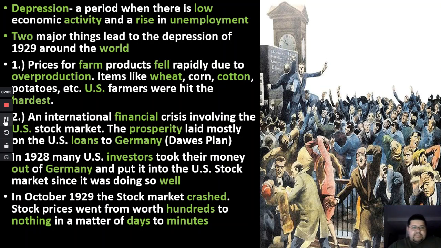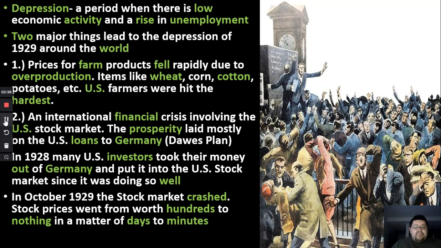Number one, the prices of farm products fell rapidly due to overproduction. Now, we talked about this before. When there's a lot of something, whatever the thing is, whether there's bottles of water, things like that, if there's a lot of something, the price for it shrinks. Why? Because you can find it anywhere, right? It's only when something is very rare that the prices jump up extremely high.